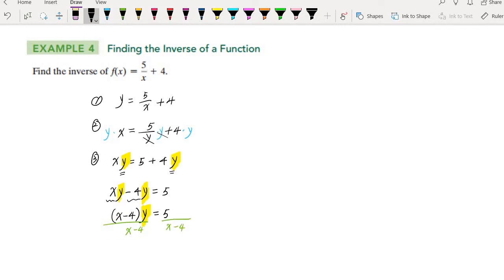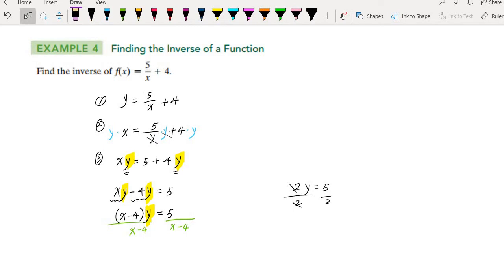So let me just explain it, because I have some students who struggle with this. If you had 2y equals 5, you know you have to divide by 2, right? So this is the same concept. You have to treat x minus 4 just like you treat 2. You divide by 2 on both sides. Once you have this, we're just going to cancel x minus 4. We're going to have y equal to 5 over x minus 4.